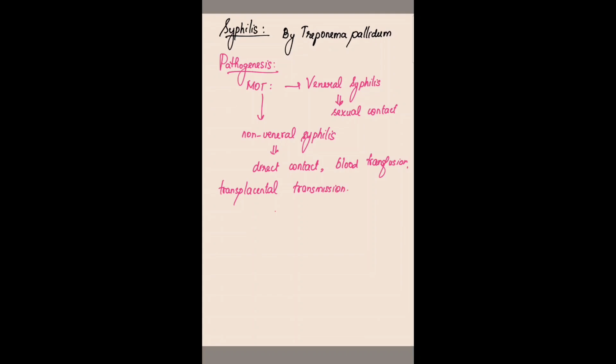Now, let's see the spread of the disease. From minute abrasions, it reaches the lymphatics and blood, thereby causing metastatic foci before causing any primary lesions.